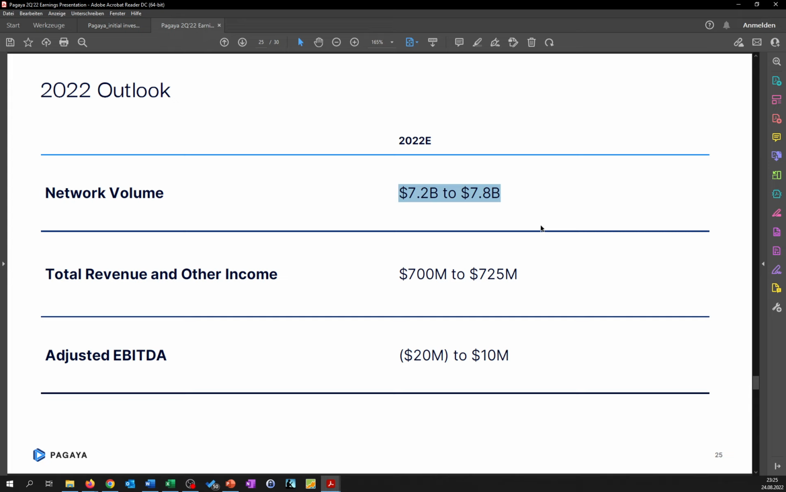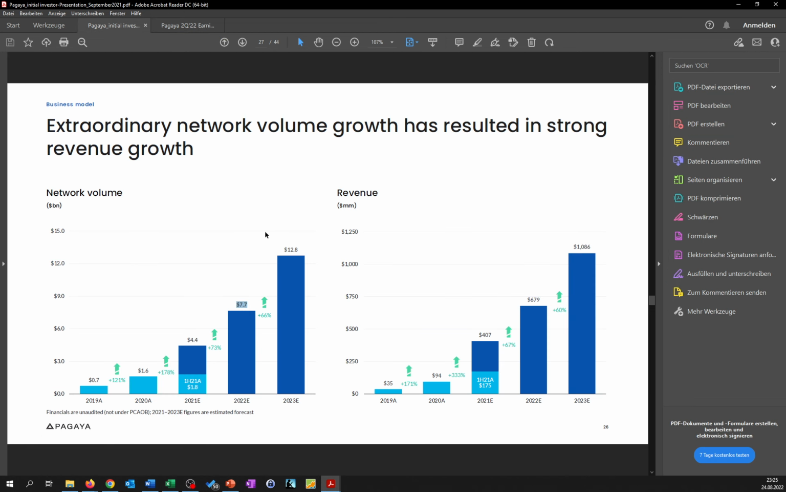And lastly, the company also gave an outlook for 2022, and they estimate the network volume to be between 7.2 billion to 7.8 billion, and the total revenue to range between 700 million and 725 million, which then would lead to an adjusted EBITDA from positive 10 to negative 20 million US dollars. And now let's again compare this to the numbers they initially projected in September 2021.